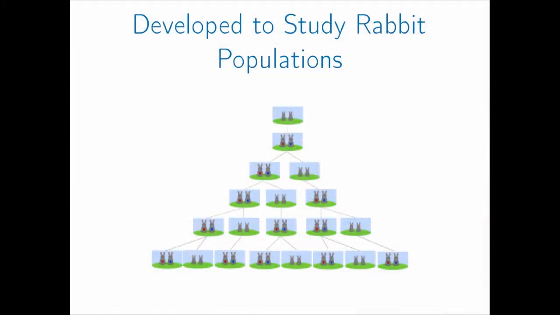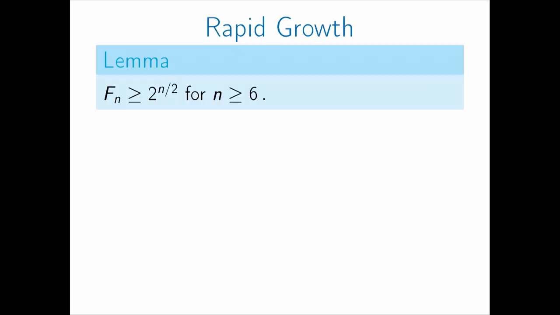Well, it turns out that originally this was used as a mathematical model for rabbit populations. The idea was that if you had a pair of rabbits, it would take them one generation to mature, and every generation thereafter they'd produce a pair of offspring. And if you work out what this means, you find the Fibonacci numbers tell you how many pairs of rabbits you have after n generations.